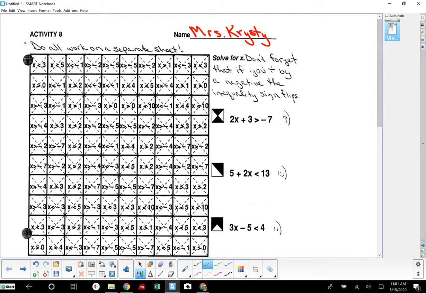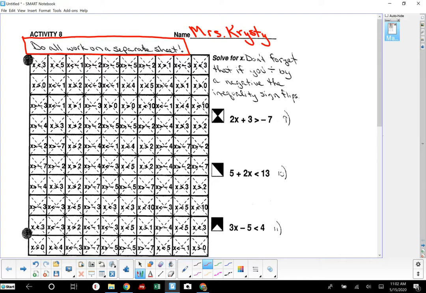And notice up here, do all of your work on a separate sheet. If you think you can fit it on here, fine. Do not just turn this in only colored or with only answers on it. I'm going to turn it back to you and tell you no work equals no credit. So make sure you show all your work, and I get that as part of the example.